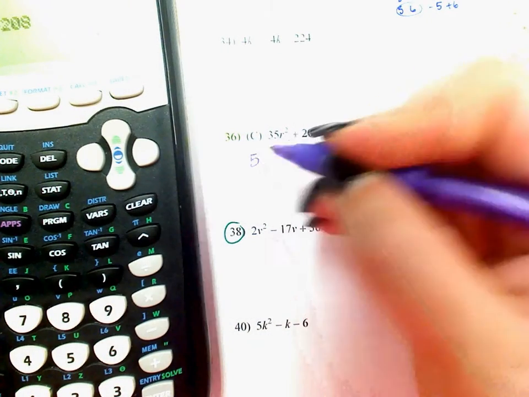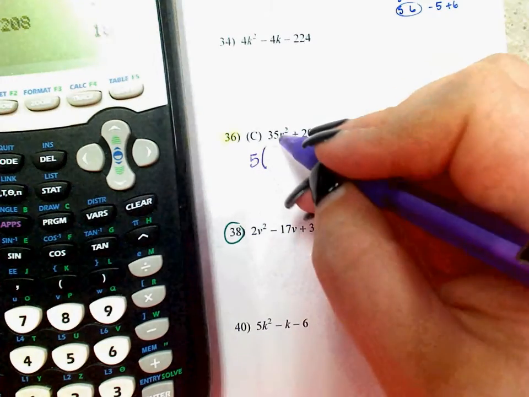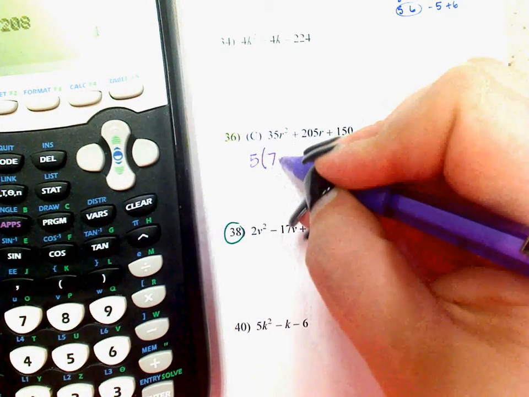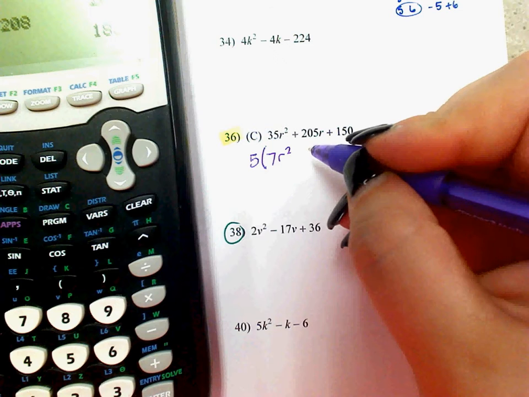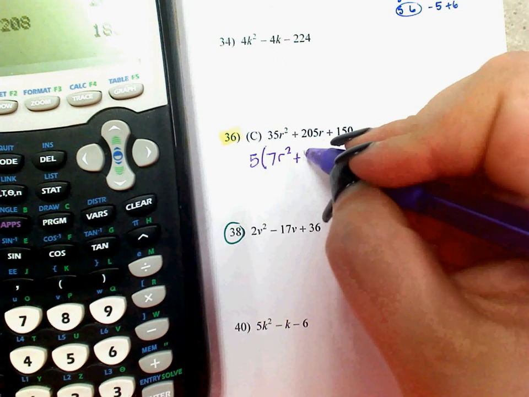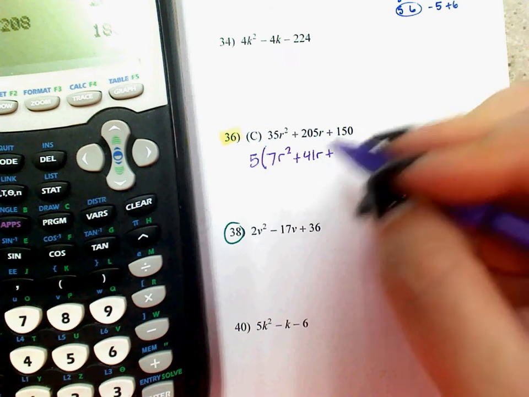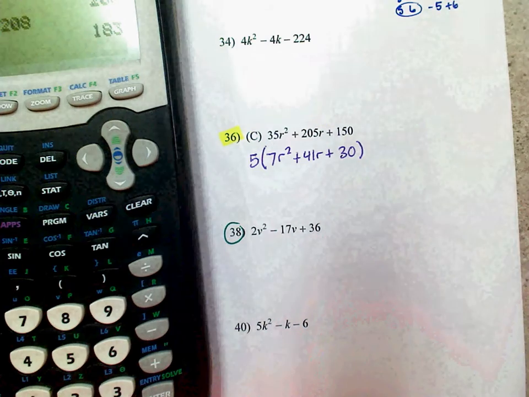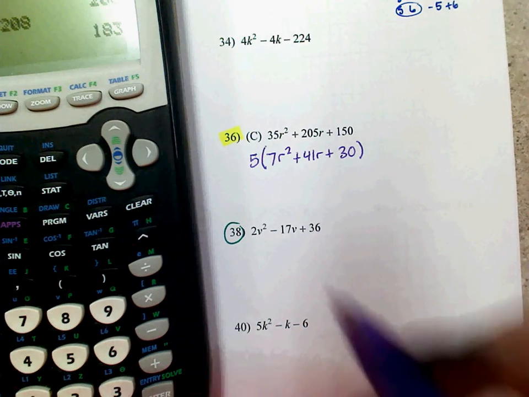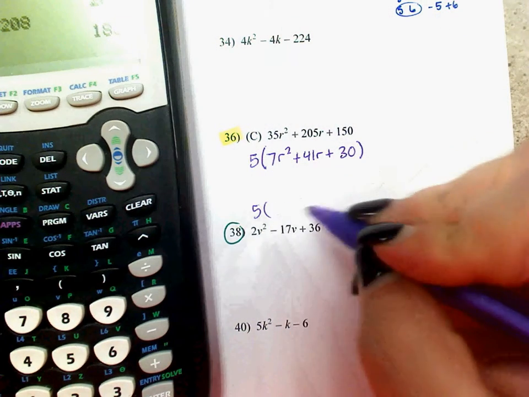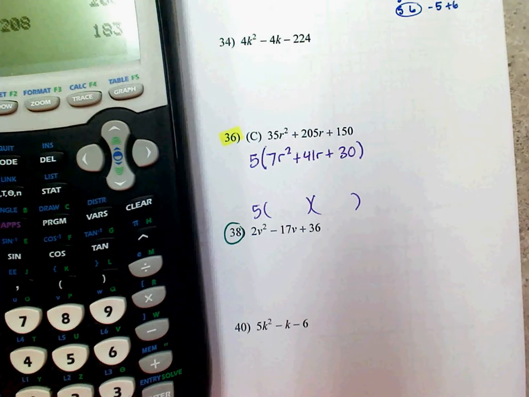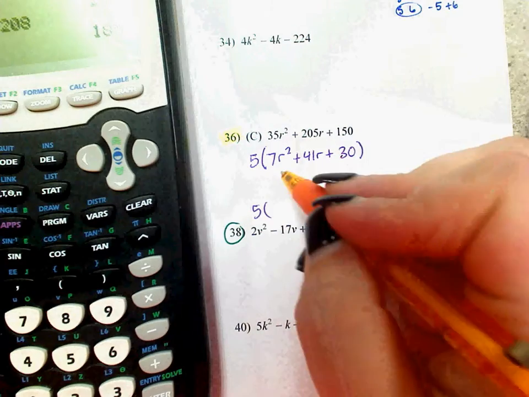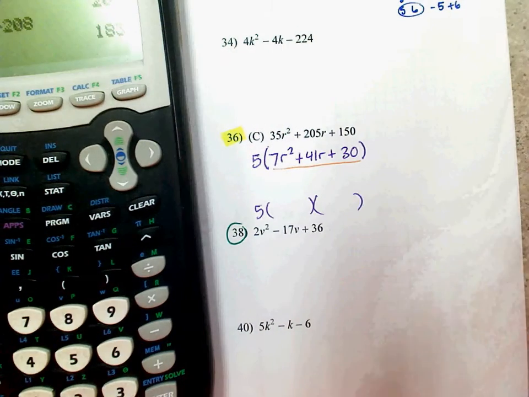Okay? So I factor out a 5, and 35 divided by 5 is 7, so 7r squared. 205 divided by 5 is 41. And 150 divided by 5 is 30. Okay? So I'm going to forget about the 5. 5 is part of my answer, but I don't need it anymore. It's not part of the process. At this point, my job is merely to factor that. So forget about 5.